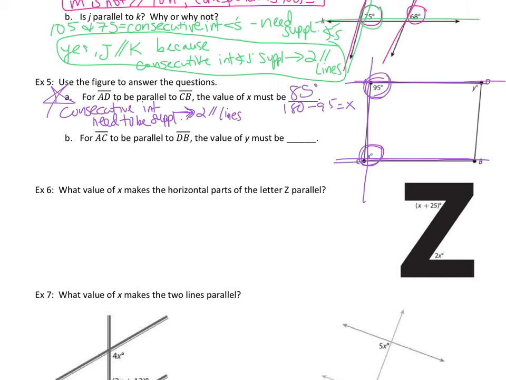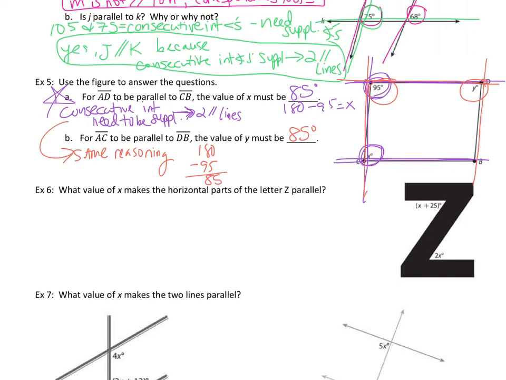If we want to find out if AC is parallel to DB, we do pretty much the same thing. Here's our transversal line, and then we need to solve for our angle Y, and they would be the same type of angle, so the same reasoning, which means we can take 180 degrees minus your 95, and we would be left with 85 degrees as well.